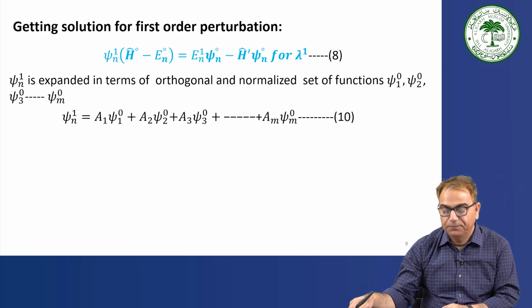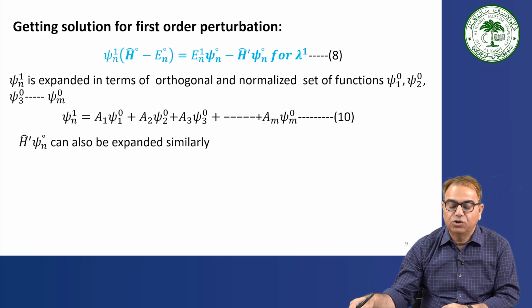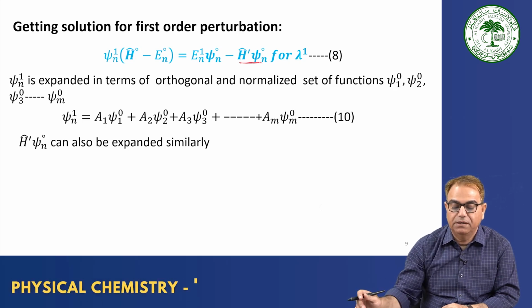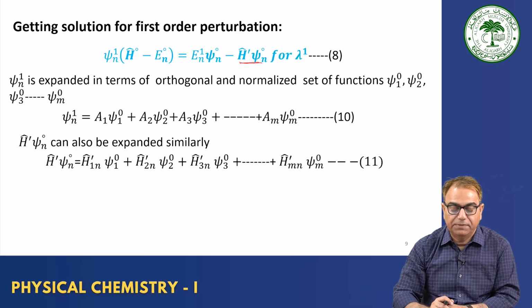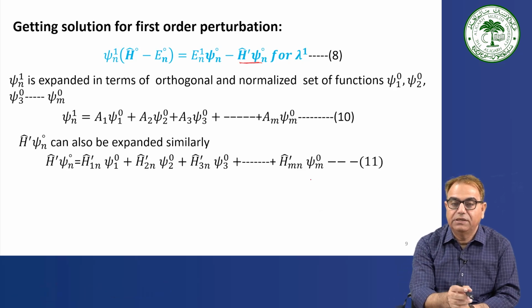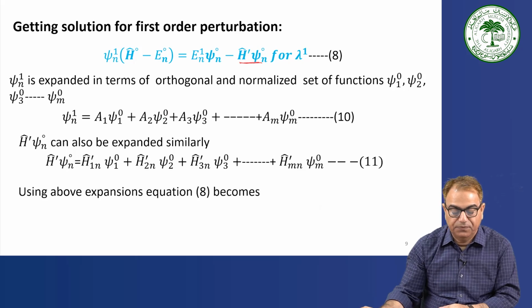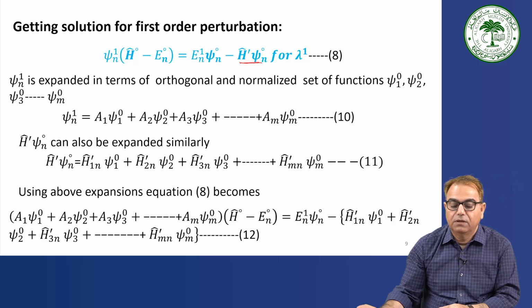In the same way, h prime psi n naught can also be expanded similarly. Here h prime is written with the matrix elements h prime 1n, 2n, 3n, and mn, in terms of psi 1 naught, psi 2 naught, psi 3 naught. The expansion of psi n1 is already in equation number 10. If we use these two equations, 10 and 11, in equation number 8, what do you get? You have psi n1.